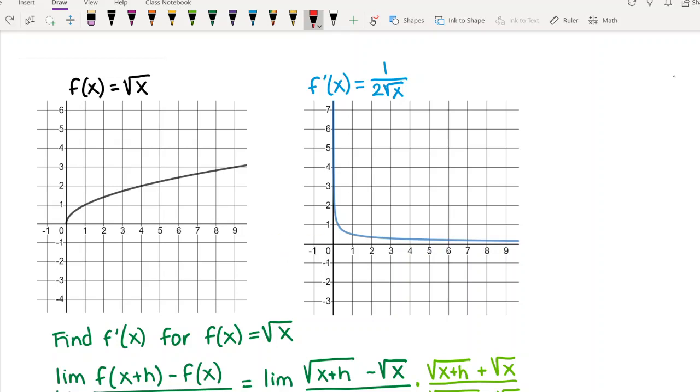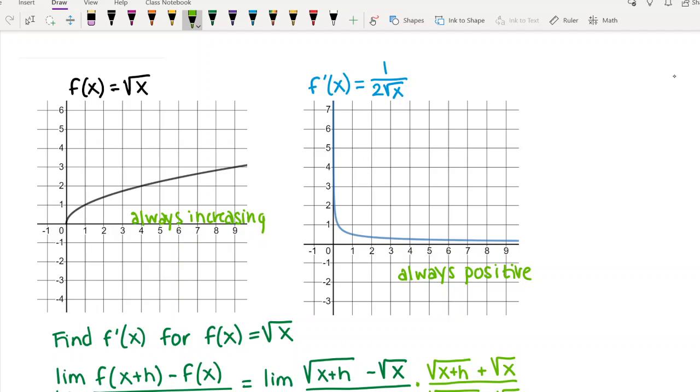Another thing is that this graph is always increasing. There is no part of the square root graph where it's going down from left to right. It's always going up. And so what that means is that the derivative is always positive. There's no part of the derivative function that goes below the x-axis, because if it did, that would mean you would have a negative slope. And you know that because the original function is always increasing, there's no way you could have a negative slope.